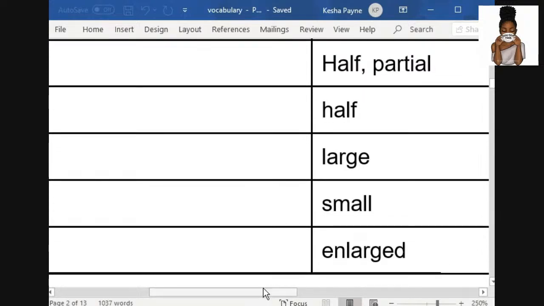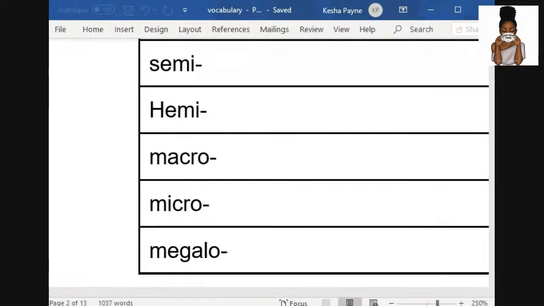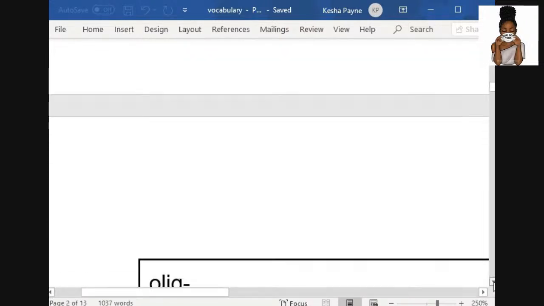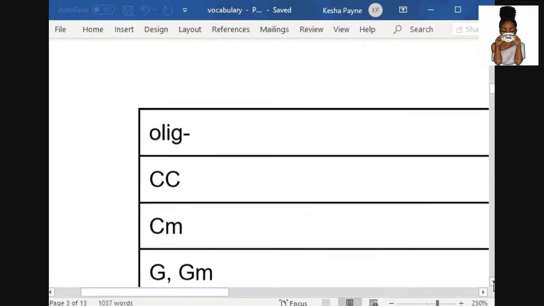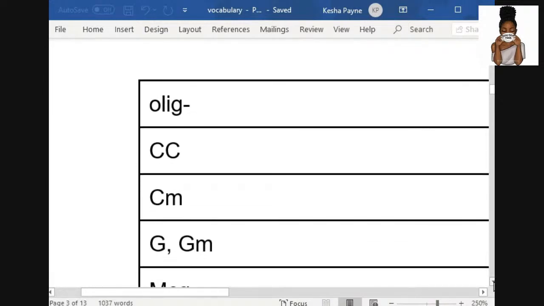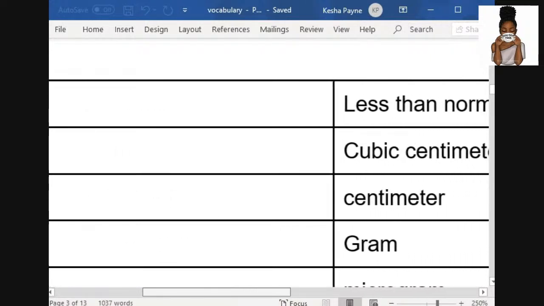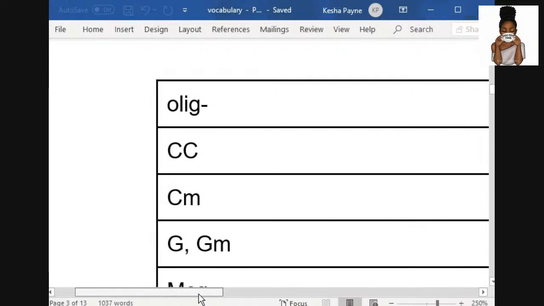Okay, so let's see what else. What other terms do I need to remember? Oh my, I need to write this one down. Hold on. This means less than normal. Okay, I need to write that one down. Old, less than normal.